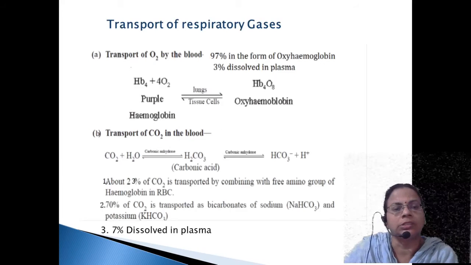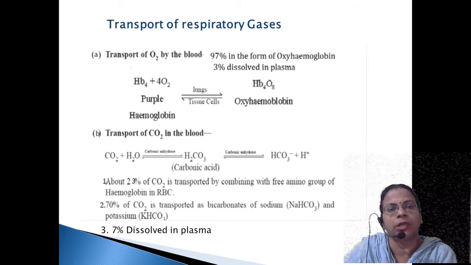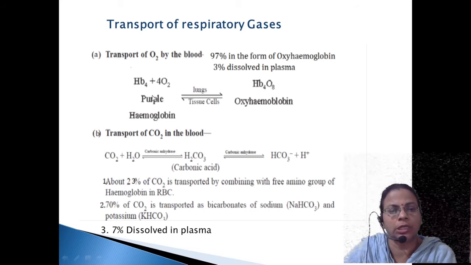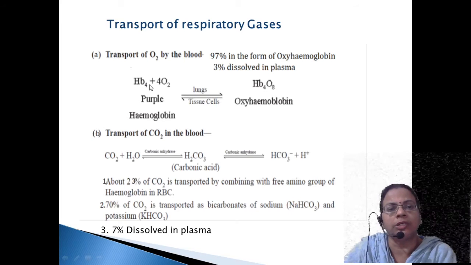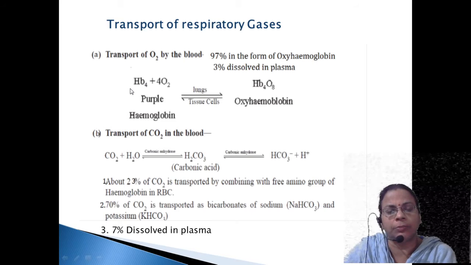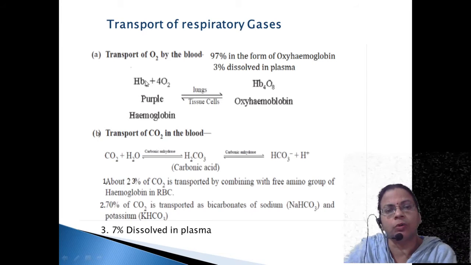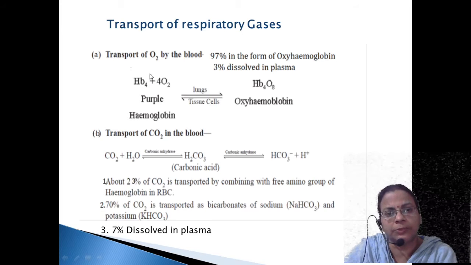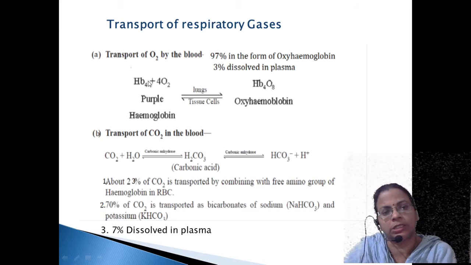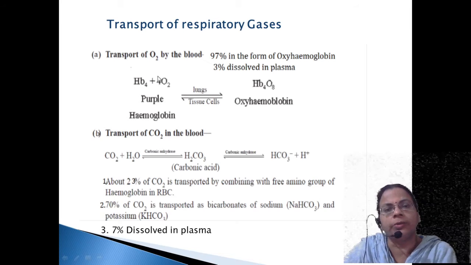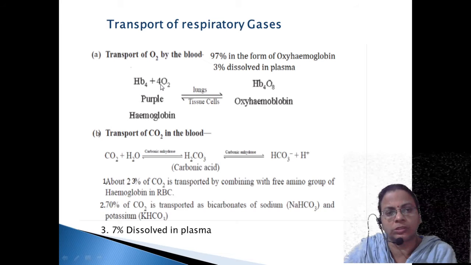Then the next one is carbon dioxide transportation, and here is the equation we have given. Each hemoglobin molecule, I will show you the structure again, consists of 4 polypeptide chains. Each polypeptide chain is a globin, which is attached to a heme part, and each globin can combine with one molecule of oxygen.